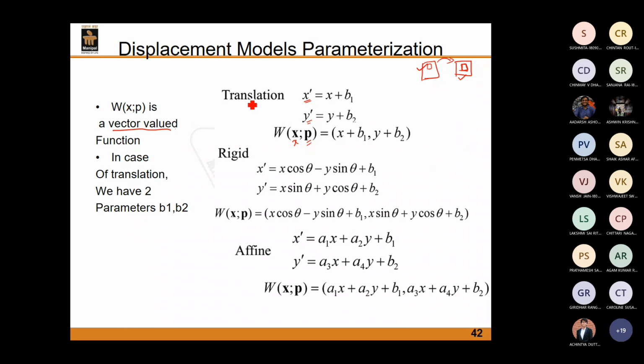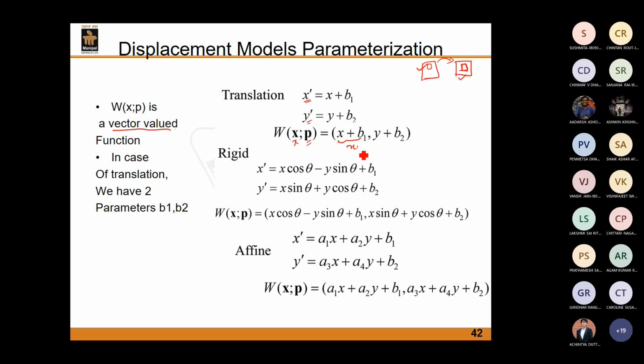Like for example, let's say it is a translation. Let's say the transformation that has occurred is a simple translation operation. So if it is a translation transformation which has occurred, I can write the formula as x dash is equal to x plus b1, y dash is equal to y plus b2, right? So if I'm rewriting that in the form of a vector valued function, how I can write is W(x; p) is equal to (x plus b1, y plus b2).